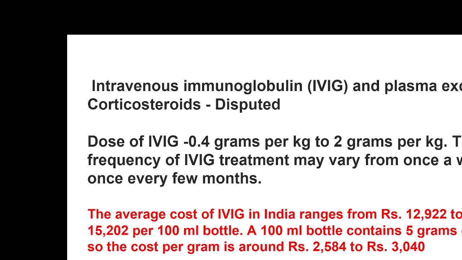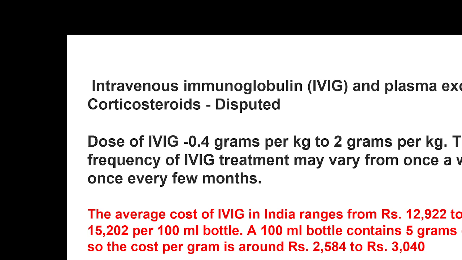And the cost in India now, the current cost is 12,922 to 15,002. Different brands of this cost would be around a 100 ml bottle, and a 100 ml bottle contains 5 grams of immunoglobulin, and the cost per gram is around 2,584 to 3,040. Now you assess the cost of the treatment.